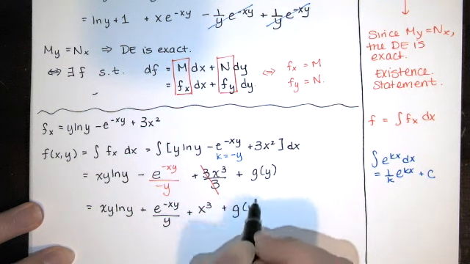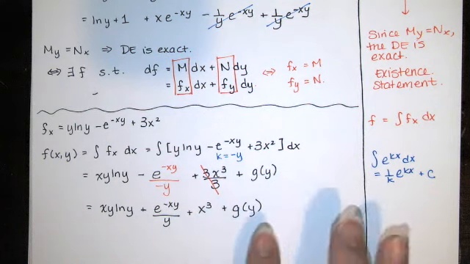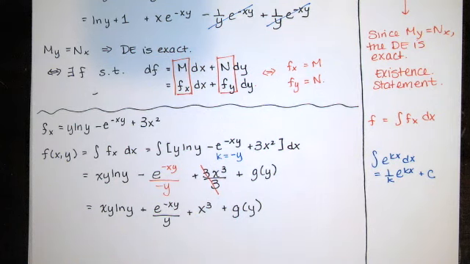So we have recovered f partially. We know that f is this function plus this function plus this function plus some function of y. We just don't know what the function of y is. In order to find the function of y, we need to do the same thing with the partial of f with respect to y. The partial of f with respect to y was much more involved.